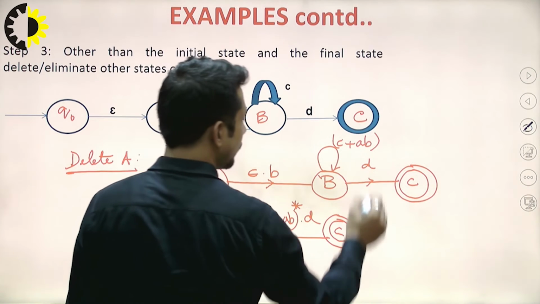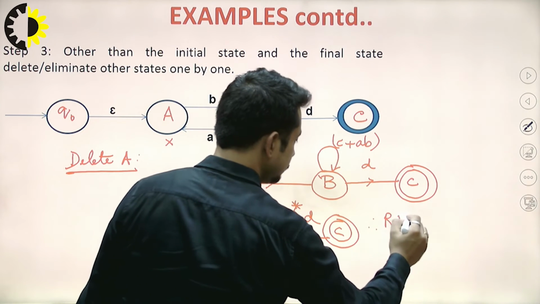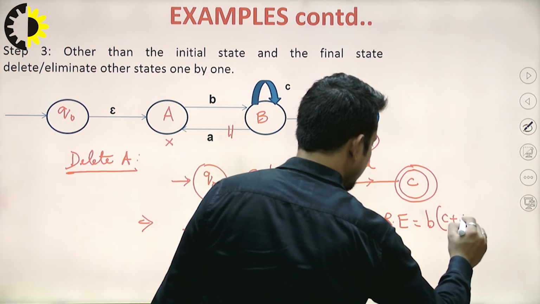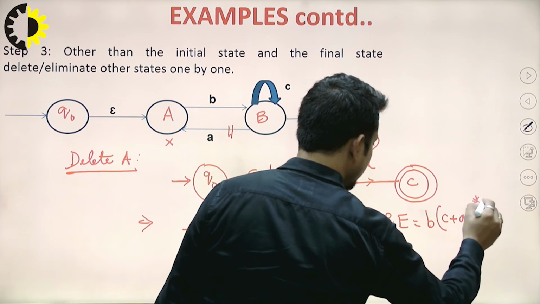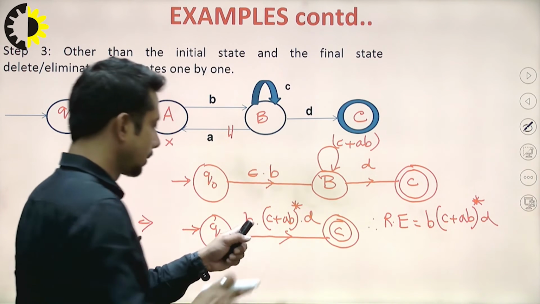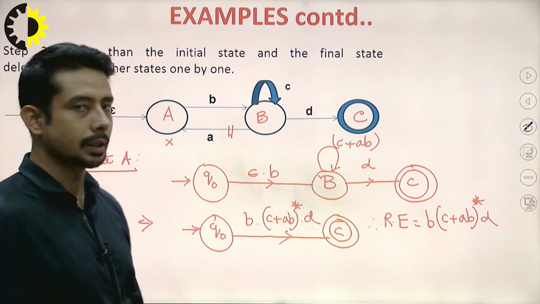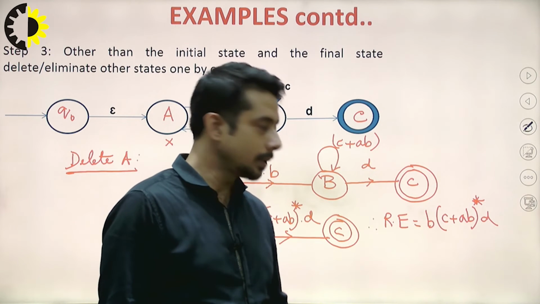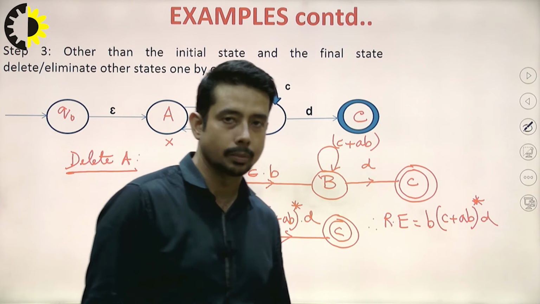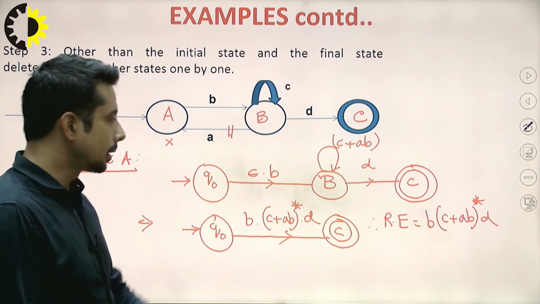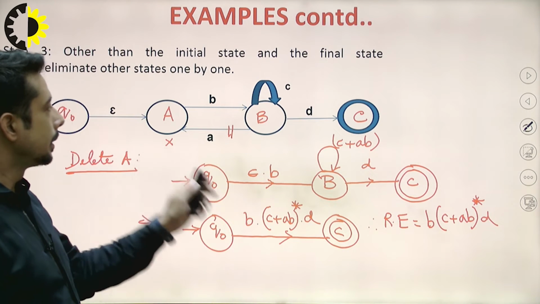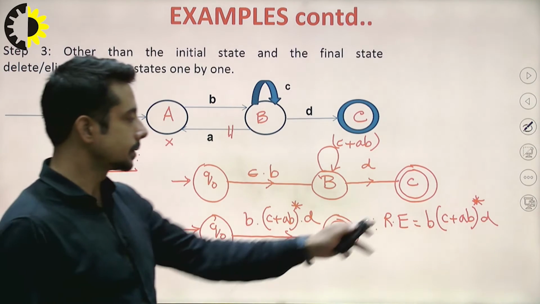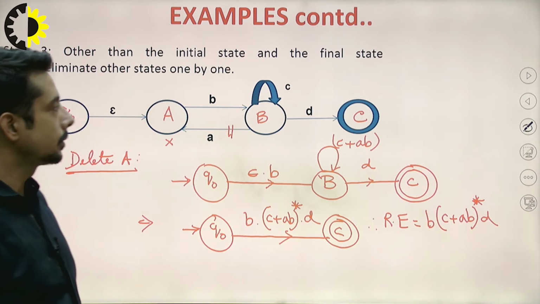Therefore, the final regular expression will be what? Final regular expression will be B (C plus AB)*. It is not mandatory that you need to show the concatenation operator. You can skip this concatenation operator also while writing the regular expression, doesn't matter. If it is not mentioned over here, then you need to assume that yes, definitely we are having a concatenation operator over here. So this is all about the regular expression. How did I calculate from a given diagram? So this was the given diagram, and from there I got the regular expression as this one. Okay, so this is all about your example number 3.